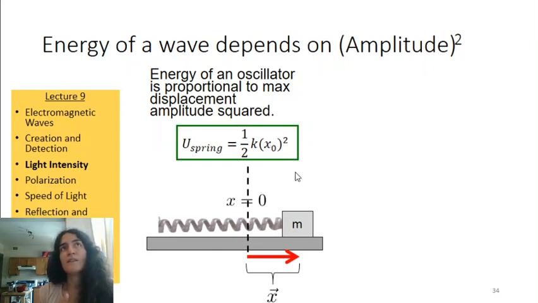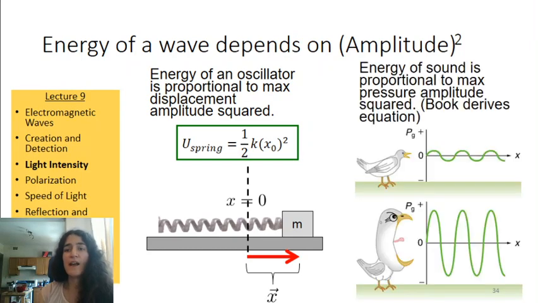That would be when the system is entirely in potential energy, right? So no kinetic energy. So one way of quantifying the total energy of an oscillator is in the max amplitude squared, right? So the energy would depend on that max amplitude squared. So this is kind of universal for all waves.